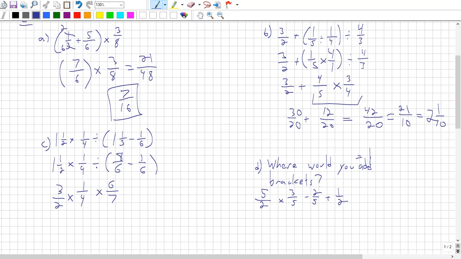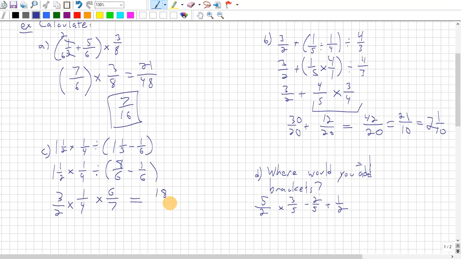But look, now I have multiplication for everything. So I could just multiply straight across for all of them and then get my final answer. So 3 times 1 is 3, times 6 is 18. So you get 18 on top. 2 times 4 is 8. 8 times 7 is 56. So I get 18/56.